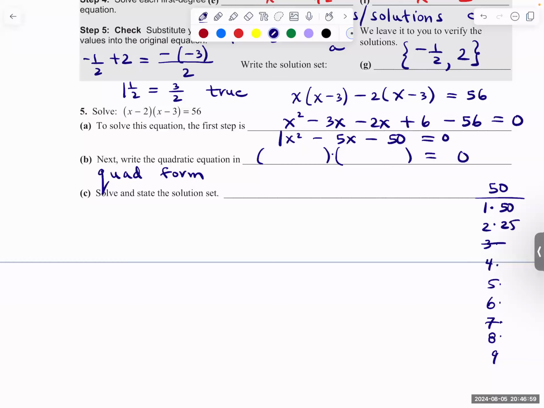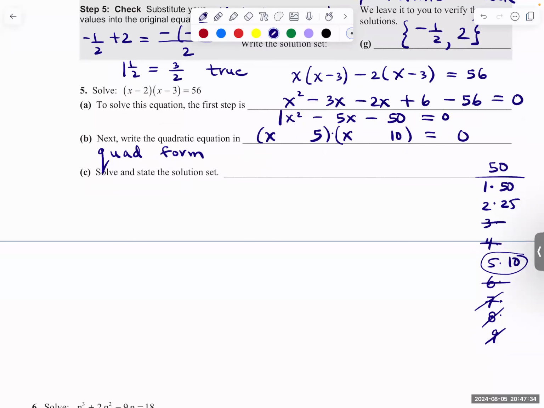3 is not a factor of 50. 4 will not divide 50. 5 times 10. Since 3 is not a factor, 6 cannot be a factor. 7 will not divide 50. Since 4 is not a factor of 50, 8 is not. And since 3 is not a factor, 9 is not. So the two integer factors of 50 that we want to use are 5 and 10. So 5 times 10 is 50. And then you would figure out the signs, plus or minus, minus, plus.